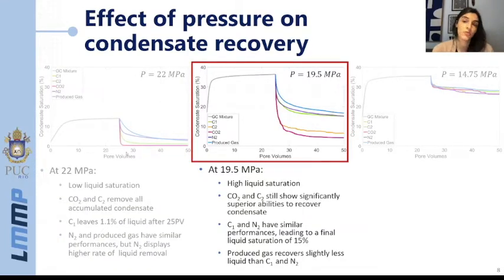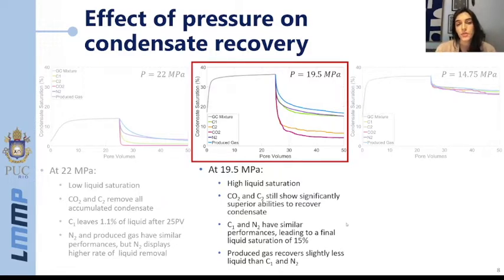Now moving to intermediate pressures, we can see that unlike the previous case, we have a high liquid saturation after the reservoir fluid injection. We have around 36% of liquid. And in this case, the gases showed very different performances. Again, CO2 and C2 show superior ability to recover condensate when compared to the other tested gases.